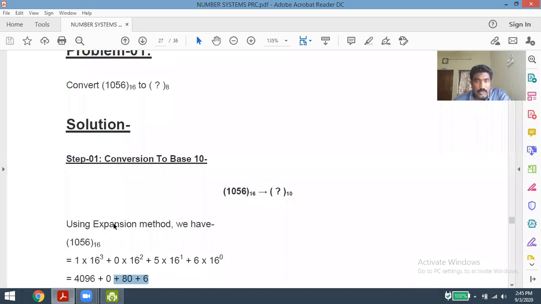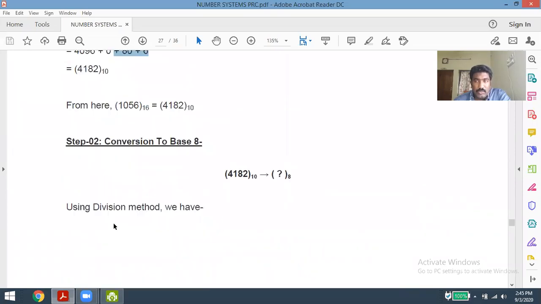Then again this base 10 is converted into base 8. That is the required output. So using the division method.